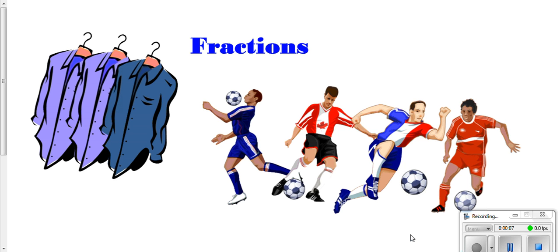This week we are going to be spending the majority of our week working with fraction strips and some other really fun things just to kind of get a renewed feeling for fractions. So as you see my picture here, try to think of some fractions that you can make from either the shirts or the soccer players, and write a couple of them down in your journal. Bring them with you to class tomorrow.